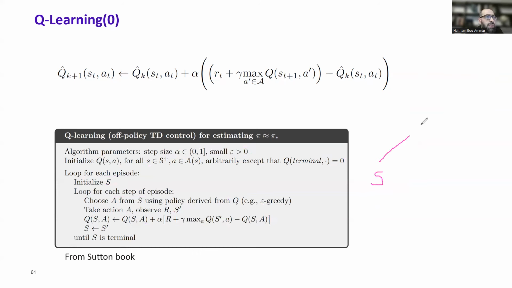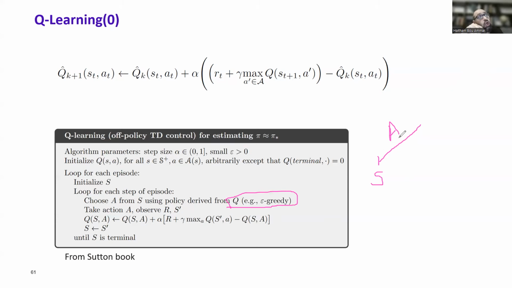And then we're going to pick an action. Notice how we pick the action. The way we pick the action is by, for example, an epsilon-greedy strategy from the current Q estimate. So we can say this action is either argmax of Q(S, A) with probability 1 minus epsilon, or with probability epsilon it is a random action allowed in this state. That's going to take me to S prime and will give me a reward R.